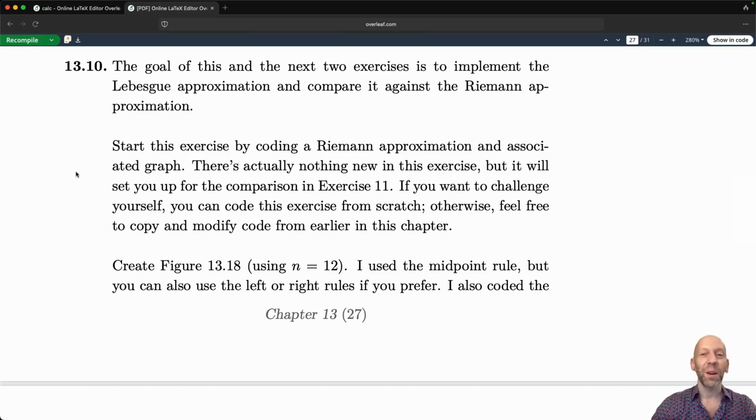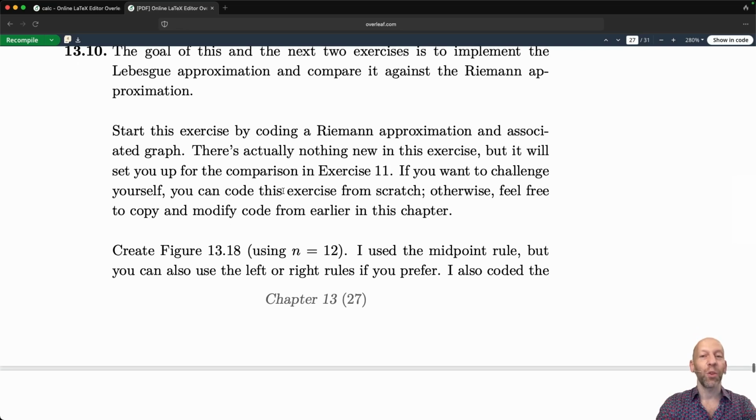Fortunately, we're going to start off pretty simple and straightforward. The goal of this exercise, so exercise 10, is to implement a Riemann sum and its associated graph. There's nothing new. Well, the visualization has some new aspects, but there's nothing new in terms of math or calculus in this exercise. Again, this is just setting us up for the comparison in exercise 12. Okay, so this is a great review of Riemann sums.